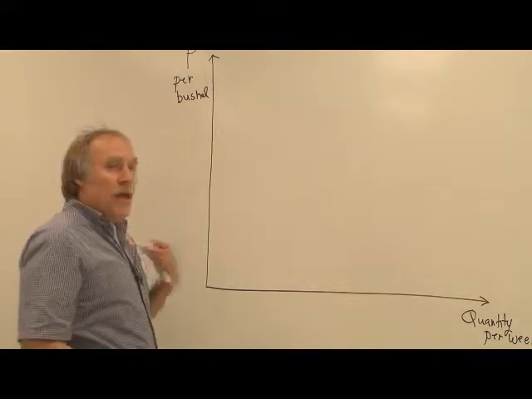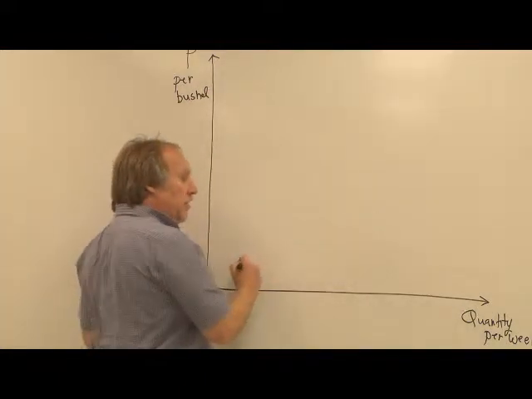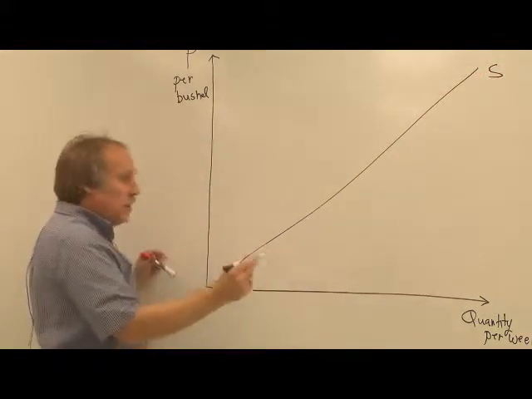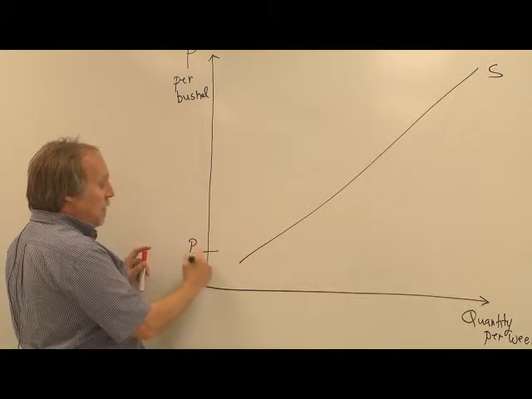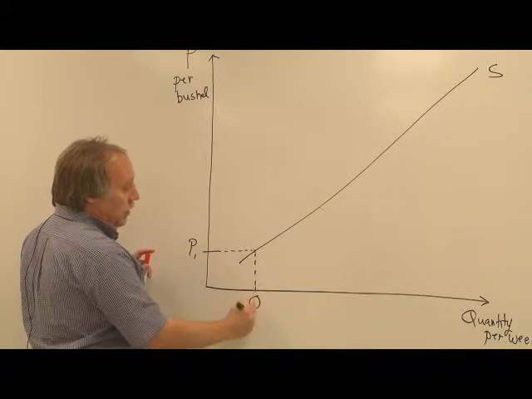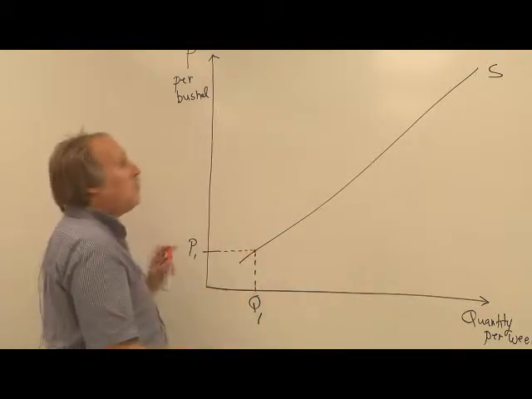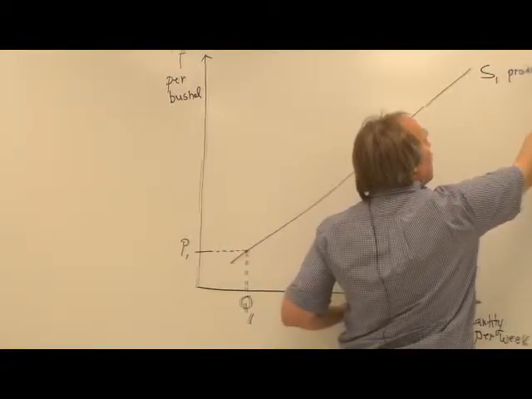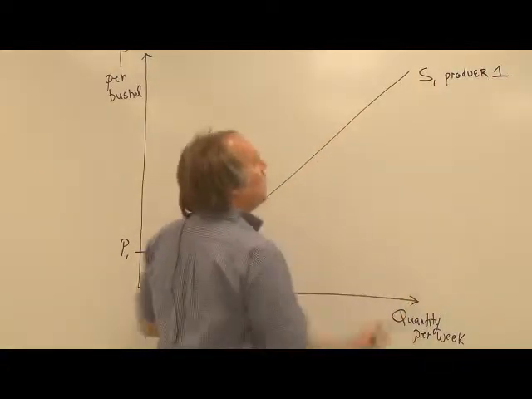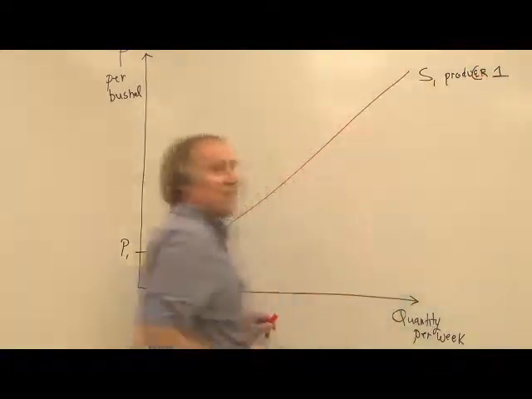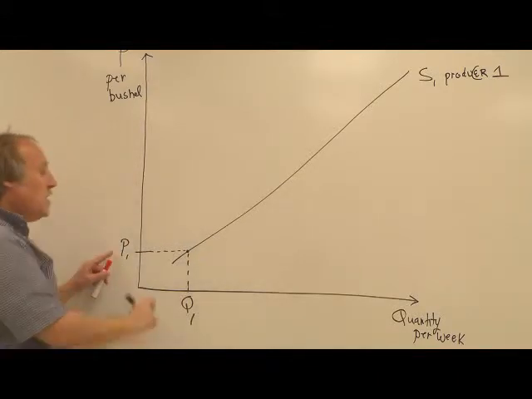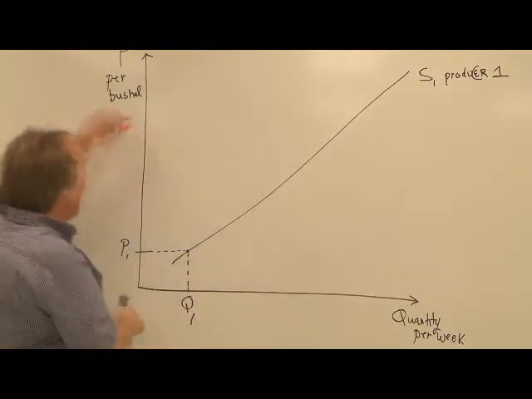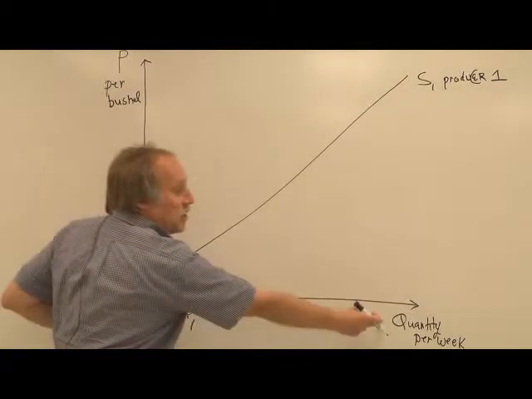Unlike the demand curve, which was downward sloping, the supply curve is going to be upward sloping. Let's take a look and see what it indicates. Let's start with P1, Q1. This is a hypothetical, we'll call it producer 1. What this shows is what a producer is willing and able to put on the market at various prices. Here's a series of prices, and here are the quantities they're willing to put on the market.